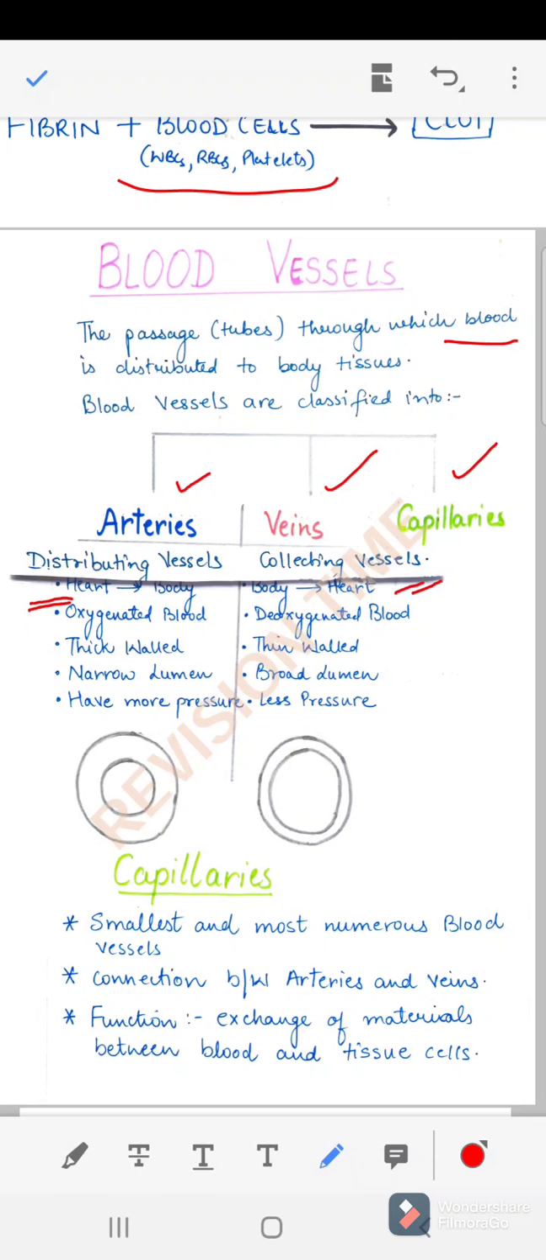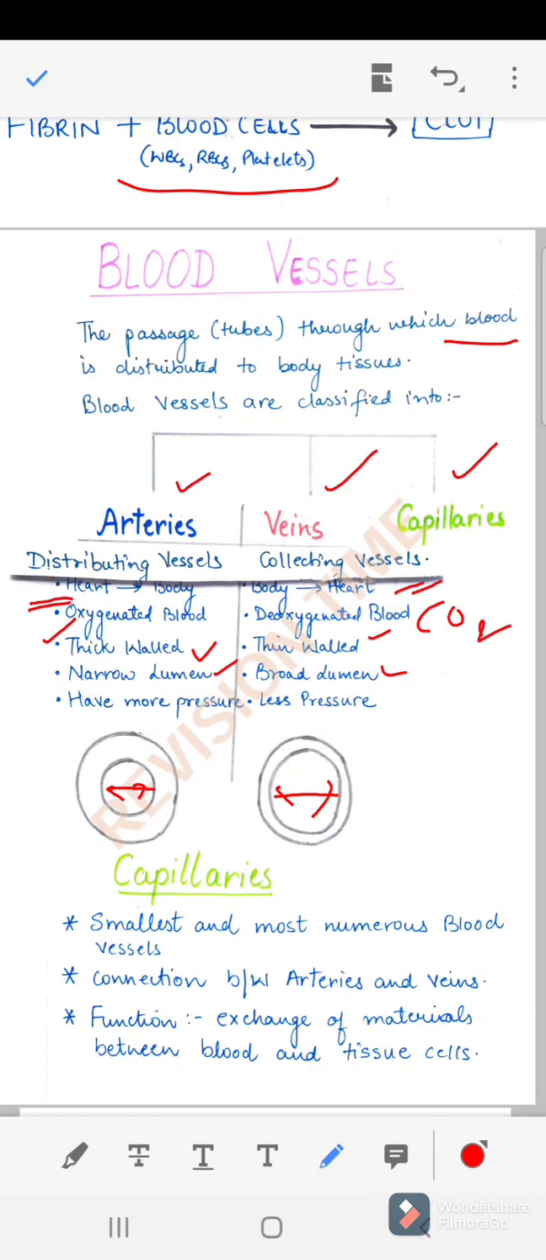Arteries carry the oxygenated blood that is rich in oxygen, and veins carry deoxygenated blood that is basically rich in carbon dioxide. Arteries are thick walled because they have narrow lumen. What is lumen? Lumen is the inner diameter. So this is lumen and this is lumen of the veins. So the arteries have narrow lumen because they are thick walled, and veins have broad lumen because they are thin walled.